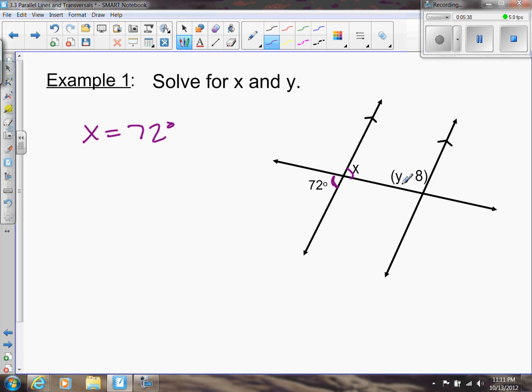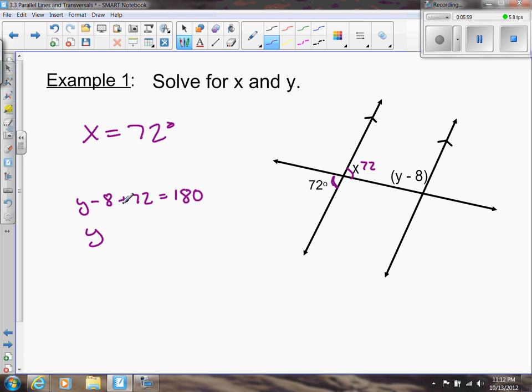Now, how do we find y? Well, if we know x is 72, we can find y by knowing that these angles add up to 180. So y minus 8 plus 72 equals 180.